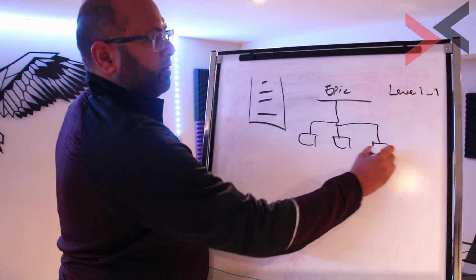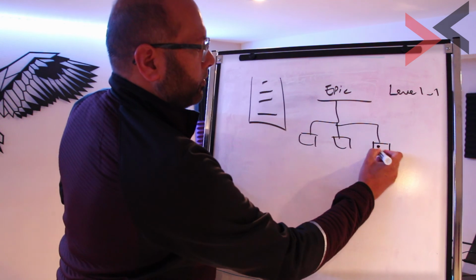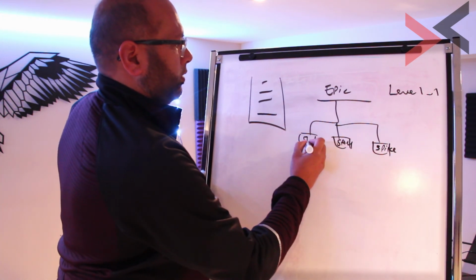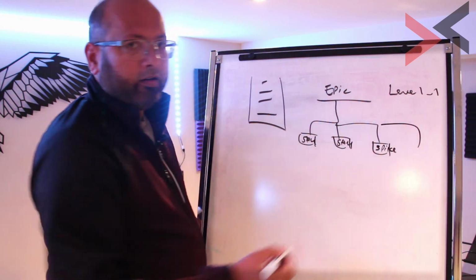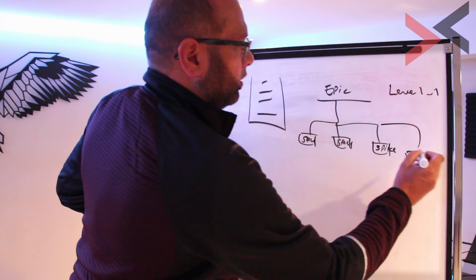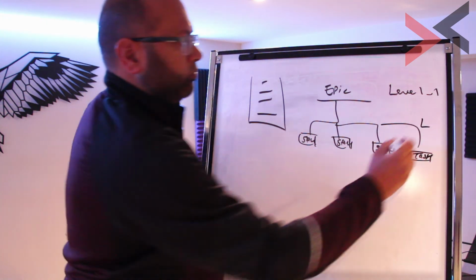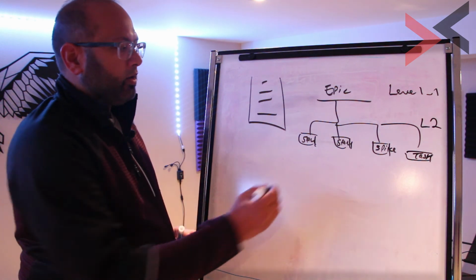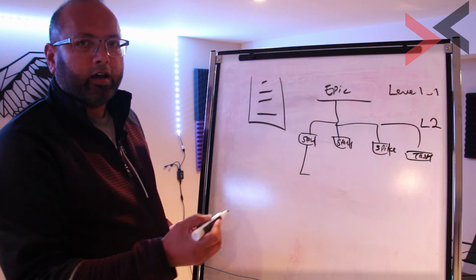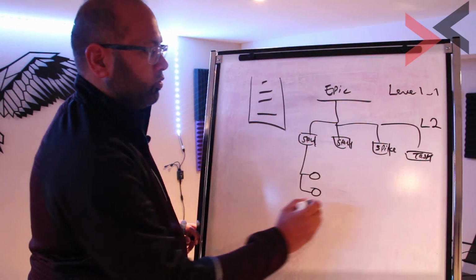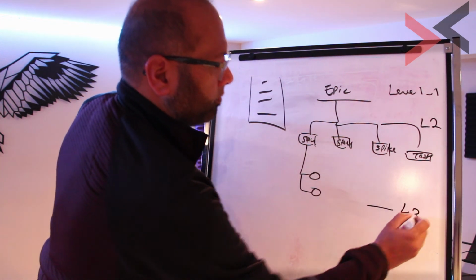You may have a spike. You may have a task. So that is level 2. So there's level 3 as well. Level 3 is that a story may have subtasks. So you have subtask 1, subtask 2. So this is level 3.